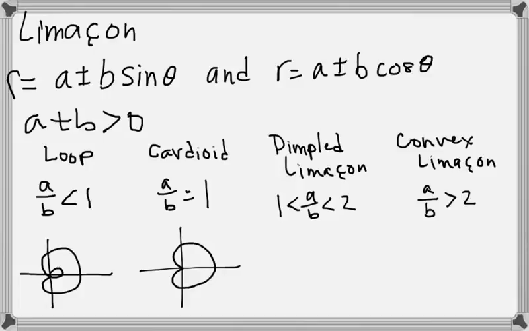The dimple is going to have a very slight indentation. It won't be a point, but it'll go in and back out. The heart goes all the way back to the origin. This one's not going to be as much. It's not as prominent as the cardioid. And then the convex has no point at all. It's almost flat on one side.